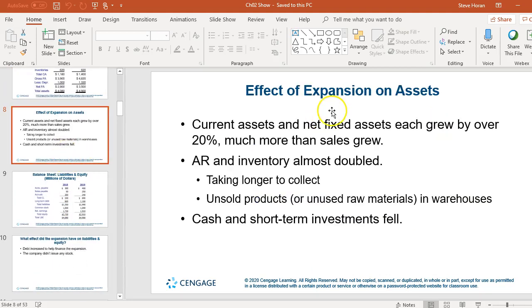It says here, what's the effect of the expansion on assets? Well, current assets and net fixed assets both went up. AR and inventory, though, really went up a lot. So it tells us we're taking longer to collect from our sales. And it also tells us that we have a lot of unsold products or unused raw materials. We don't know if this is a merchandiser or a manufacturer. We just have too much inventory. Sales went up, so inventory should go up, but not by the amount that they gave us.